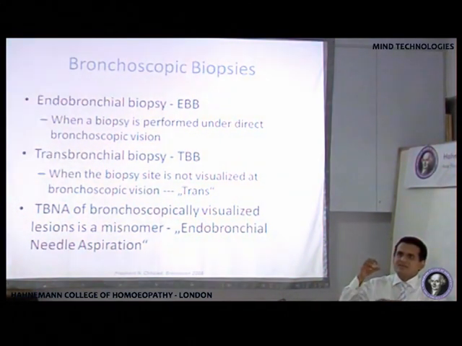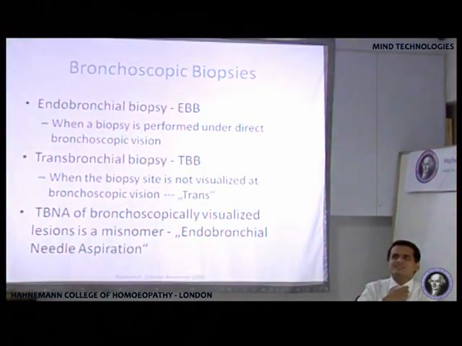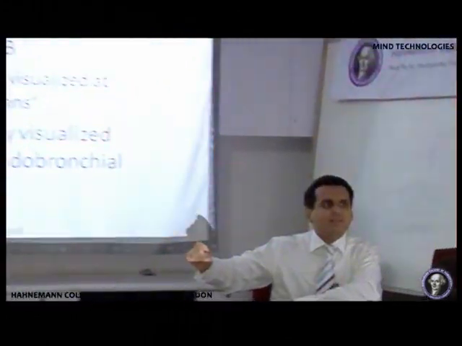You do an endoscopy. Now we know that the airway, the trachea, is largest and it narrows down as you go peripherally. The endoscope cannot go until the end. It goes up to the fifth, sixth generation of the bronchi. And when you see that there is any lesion and we take a biopsy, we call it a biopsy under vision, an endobronchial biopsy.